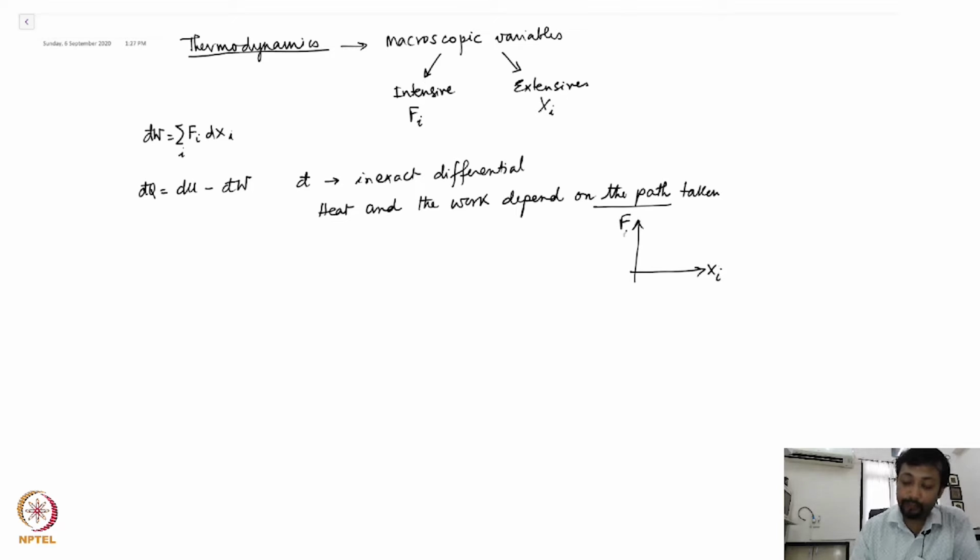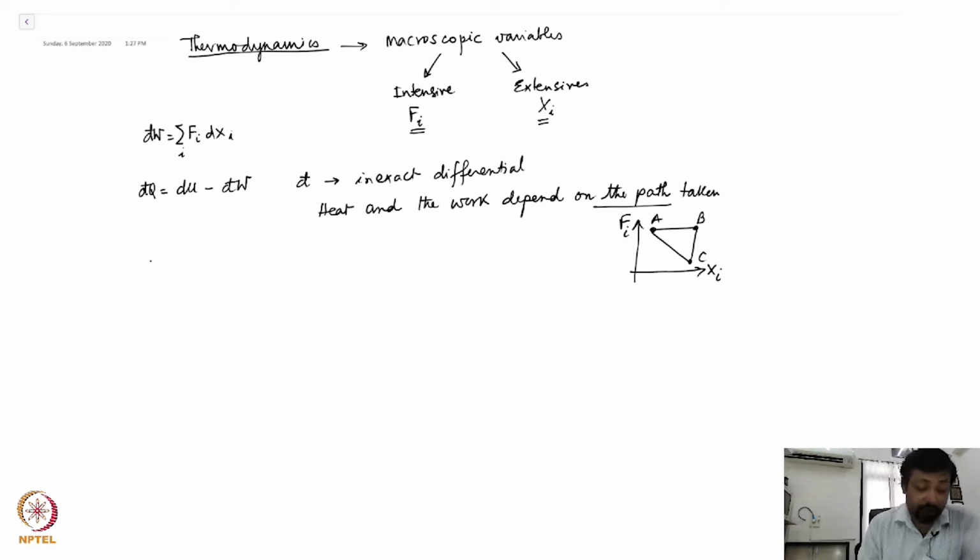So xi and Fi, where Fi, which is the force, is conjugate to the coordinate. So this can be like this, this can be like this, this can be like this. It goes from state A to B and then B to C, something like this.